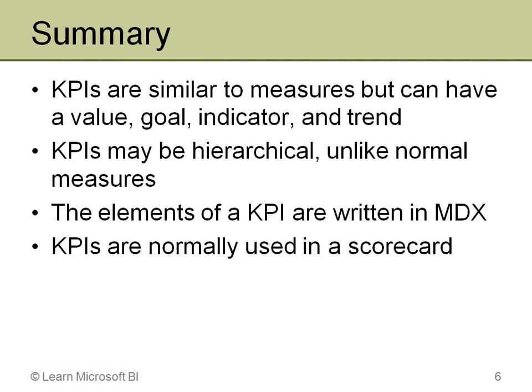So in summary, KPIs are similar to measures. I mean, they are a type of measure in a way, but they do a lot more because they have a value and a goal, an indicator, and potentially a trend. They don't have to have a trend, but they normally do. And these KPIs can be hierarchical. They can roll up into other KPIs, as you just saw. And the elements of a KPI, all that stuff is written in MDX, and you can make those formulas as simple or complex as you want.